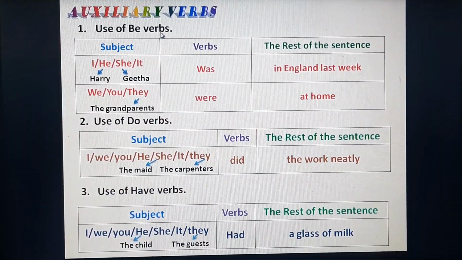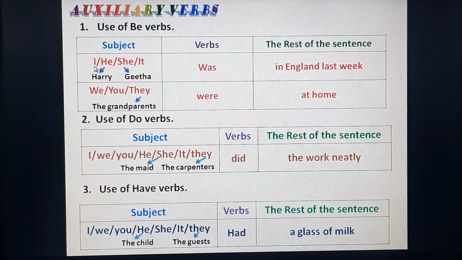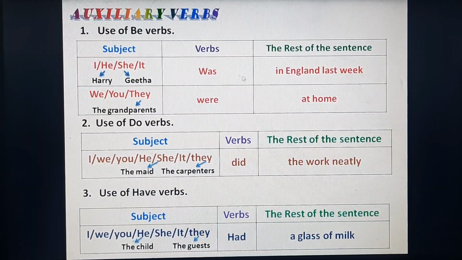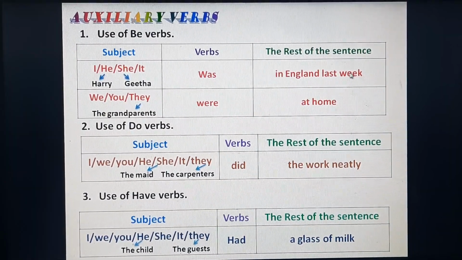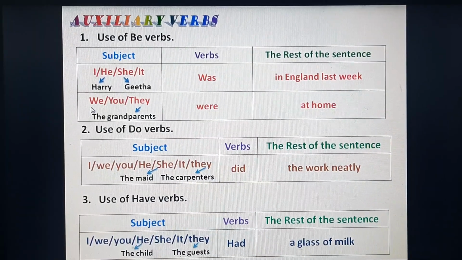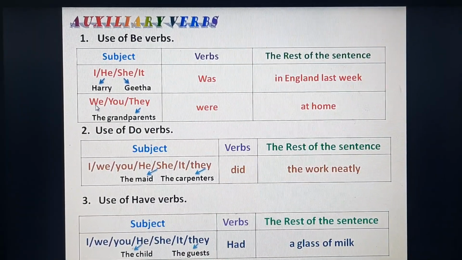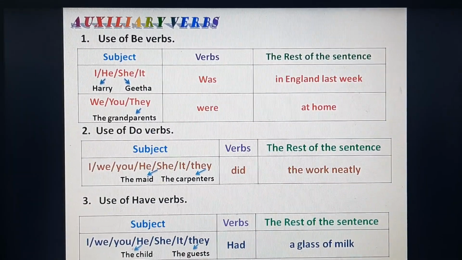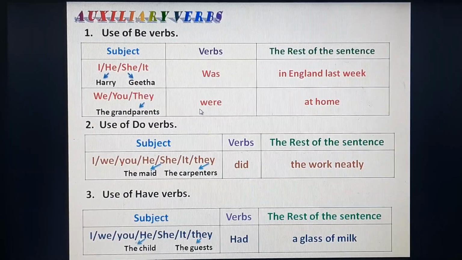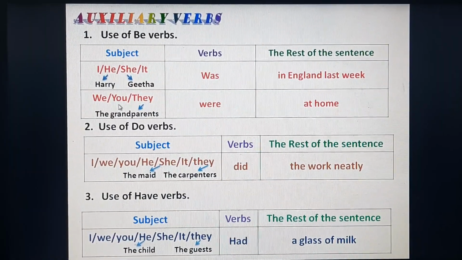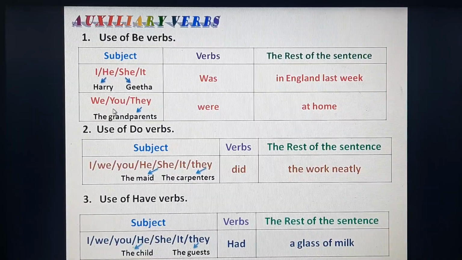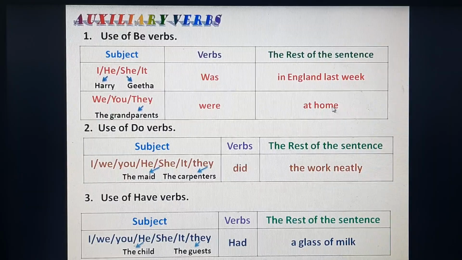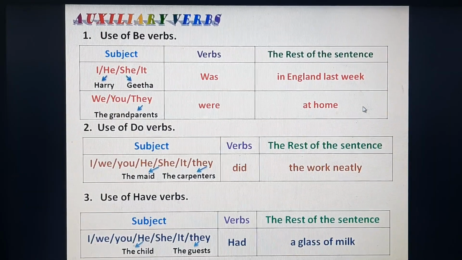Auxiliary verbs, use of be verbs. In the first person singular and third person singular, the be verb will become was. She was in England last week. I was in England last week. Third person plural, first person plural, and the second person singular and plural: the verb will be were. You were at home, they were at home. The grandparents were at home.